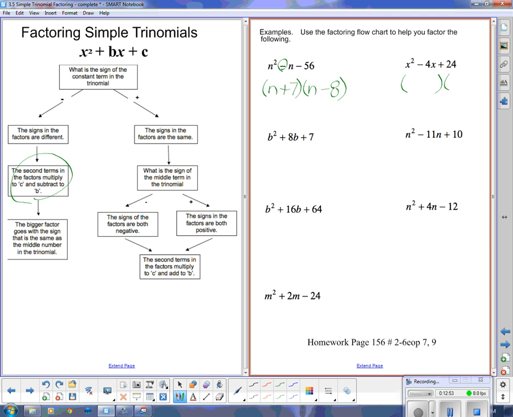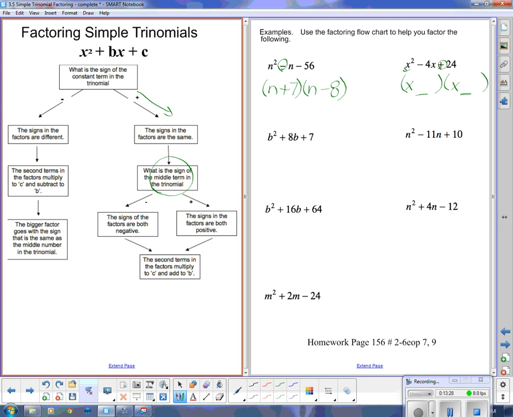Put down our two sets of brackets. I know to get x squared at the front that I have to have x times x. Now, this up here in our flowchart says, what is the sign of the constant term? Well, the sign of the constant term is positive. That means we got to go down this branch of the flowchart. If the sign of the constant term is positive, that means that the signs in the factors are the same. So I know I either need pluses here or minuses here. Now, how do I figure it out?